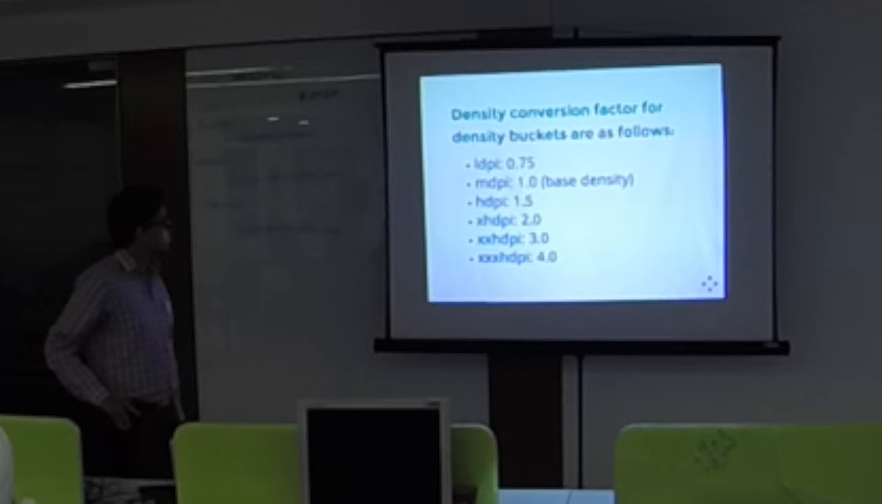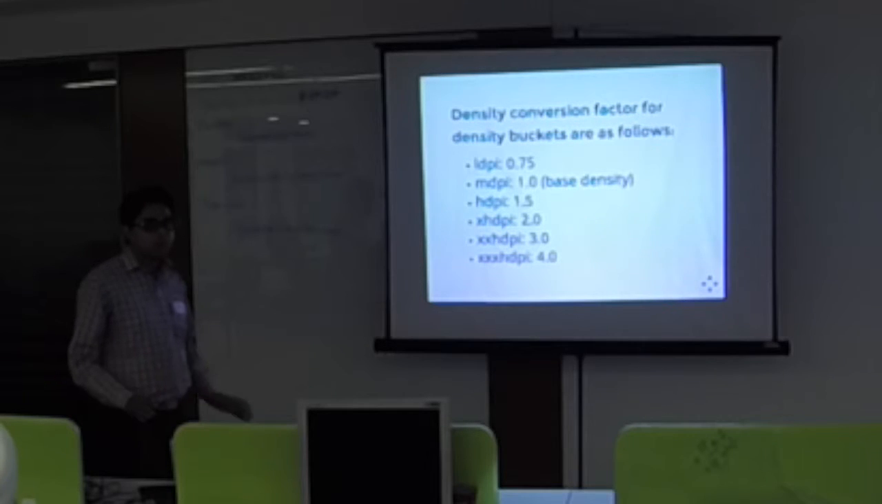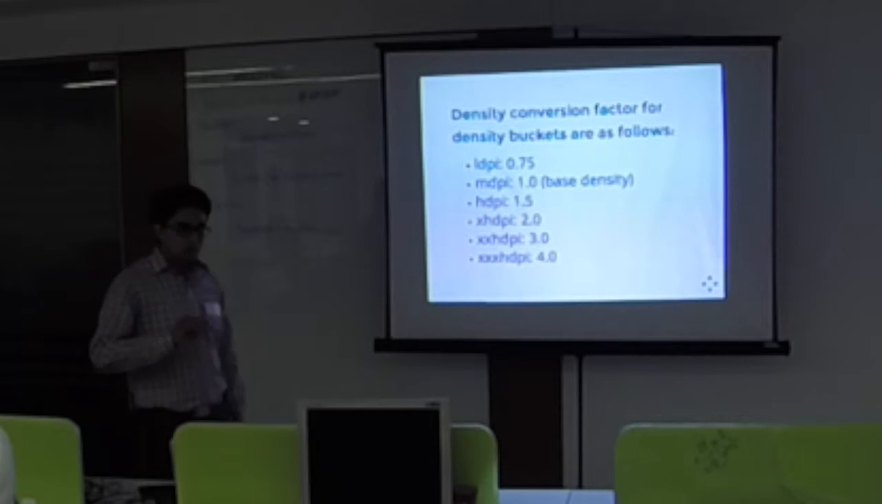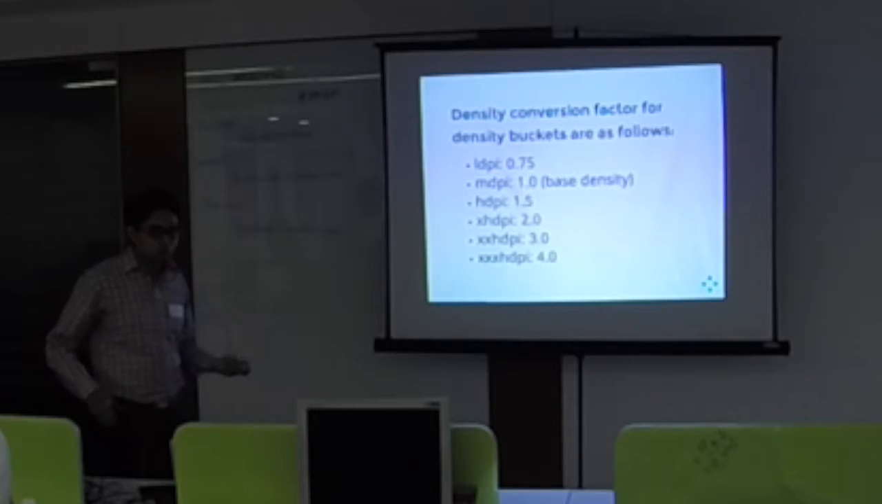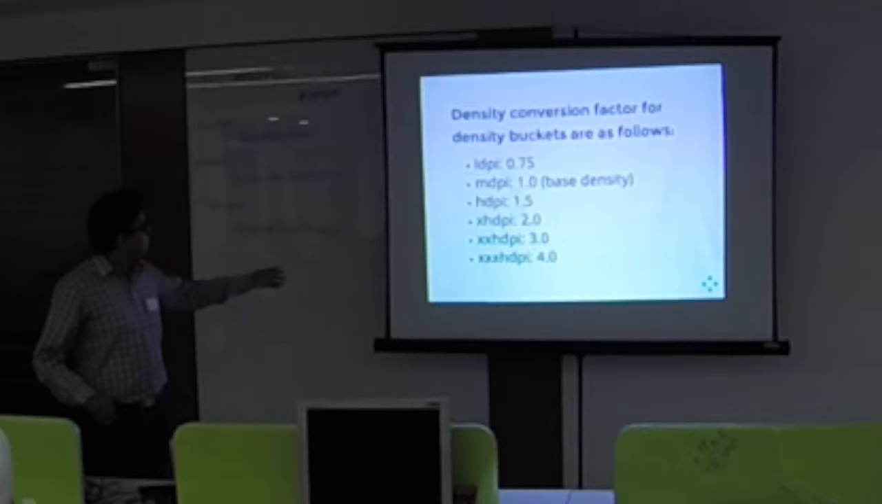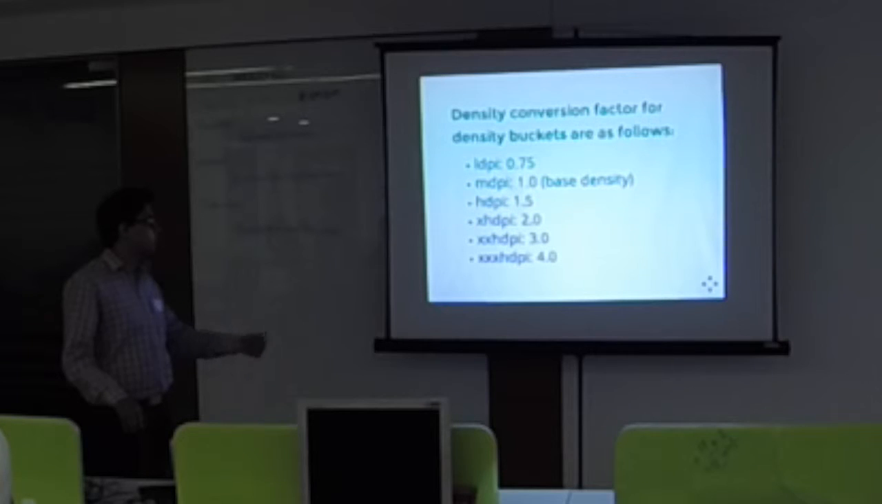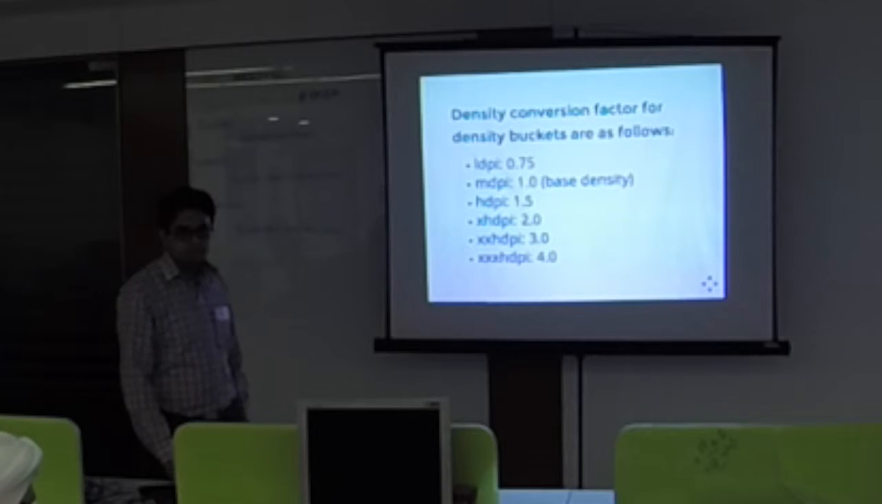For MDPI it's 1. So if we have an MDPI device, its density independent pixel size will be exactly the same as its actual size. For other density buckets, the conversion factors are like this. For LDPI it's 0.75, for HDPI it's 1.5, and so on.